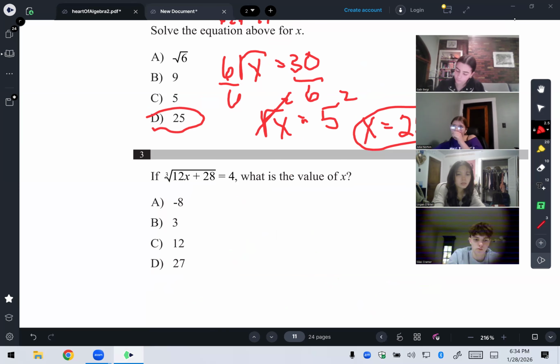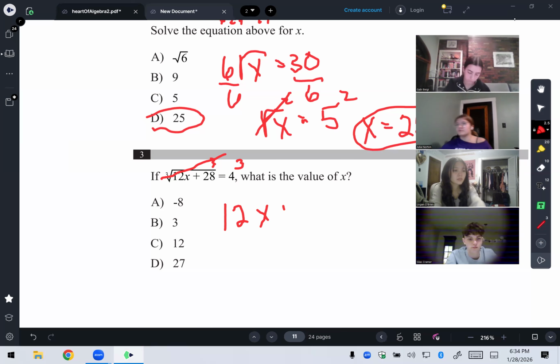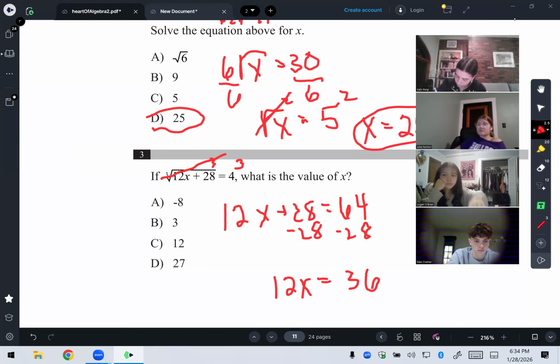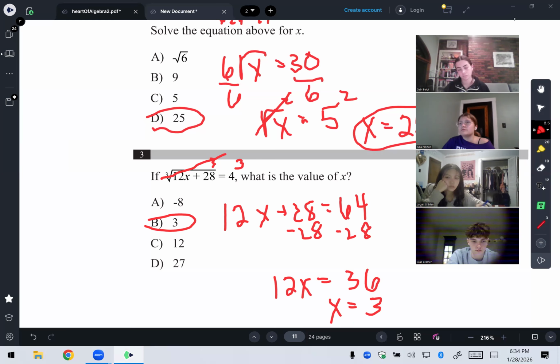Okay, let's try this one now. This is a little more confusing because we have to cube both sides. See, this is a 3. So if we cube this side, we have to cube this side. Then that'll take care of that. So we'll have 12x plus 28 equals 64. Subtract the 28. 12x is 36, divide by 12, x is 3.